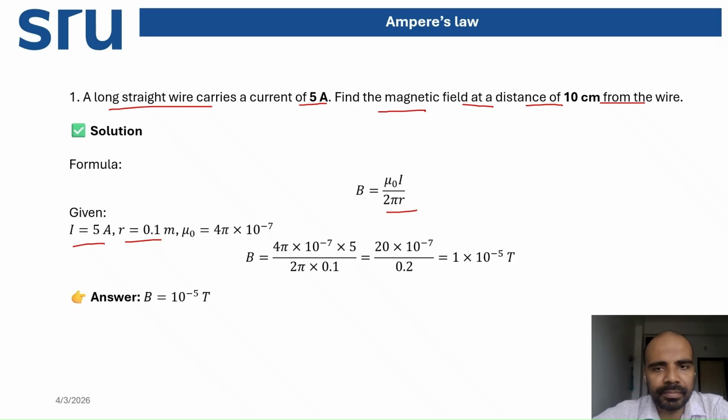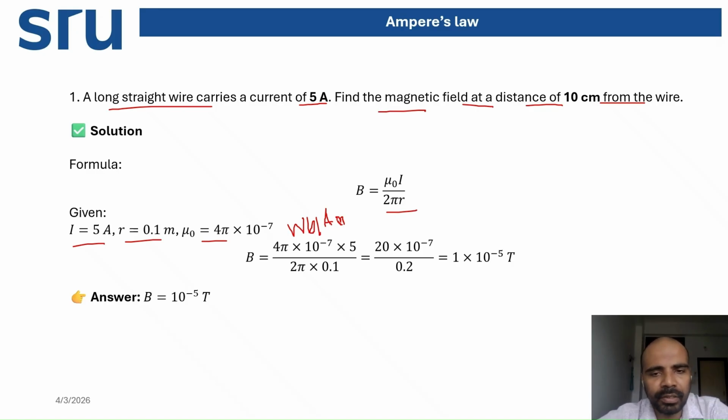You need to calculate the magnetic field at a distance of 10 centimeter, so you need to convert it into meter. 10 centimeter is equal to 0.1 meter, so r equal to 0.1 meter. You know the value of mu naught, the permeability of free space or vacuum, that is 4 pi into 10 to the power minus 7 Weber per ampere meter.